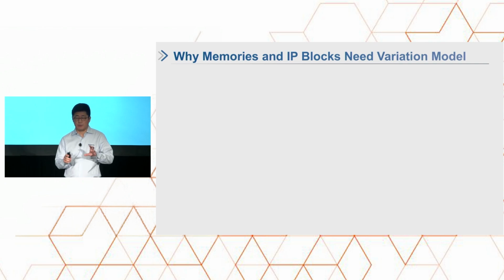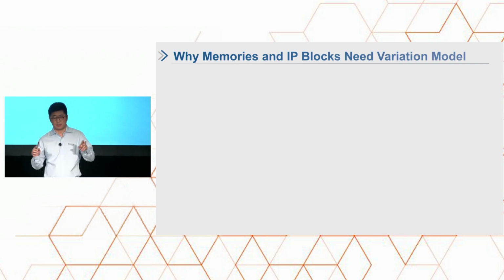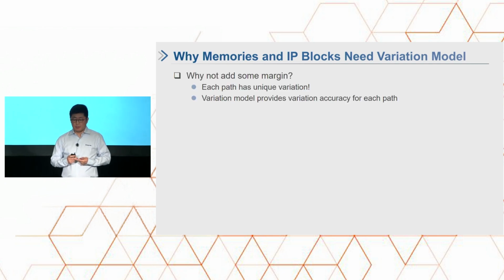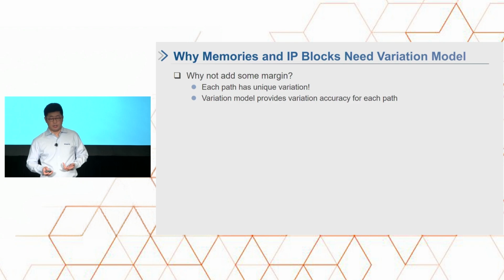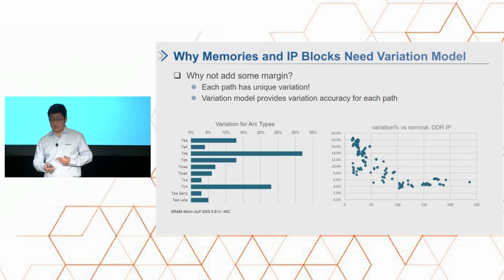So combining the two topics, why do big blocks or big cells, memory and IP blocks, need variation characterization? Why can't we just add some random margin, right? It's because each path has unique variation. It's not a very uniform percentage that we can add. So we did a lot of experiments for that.